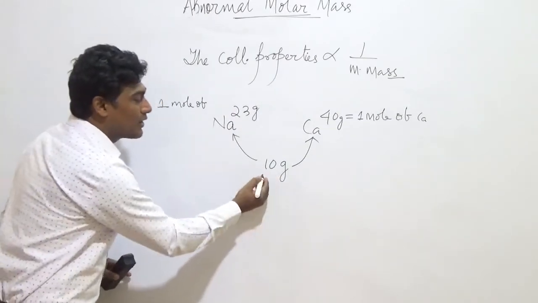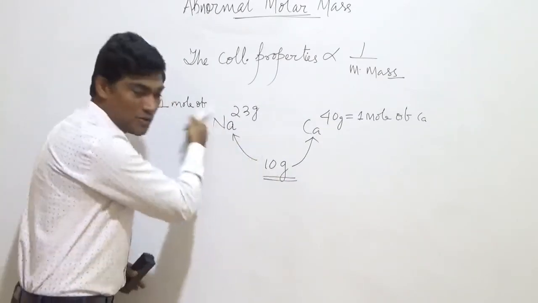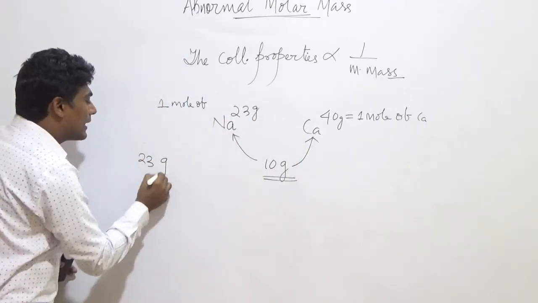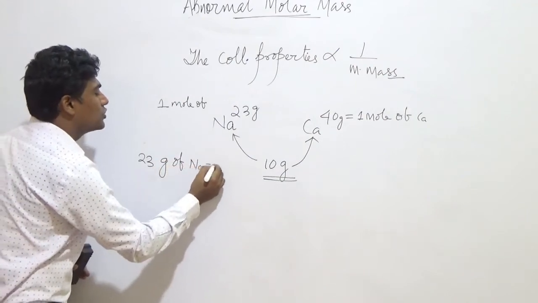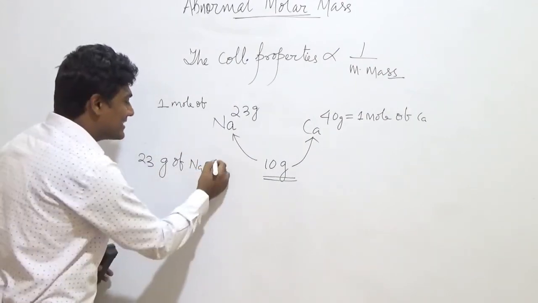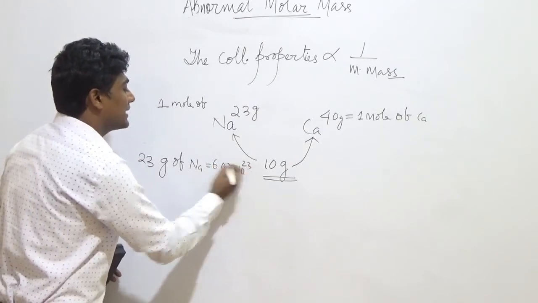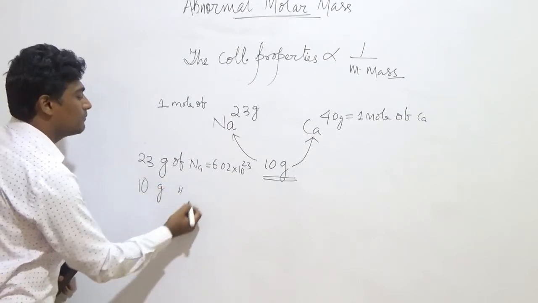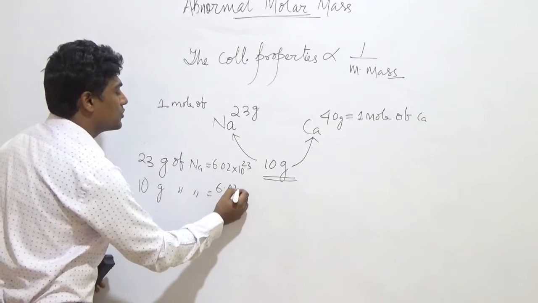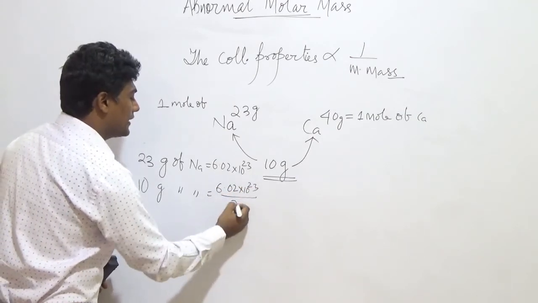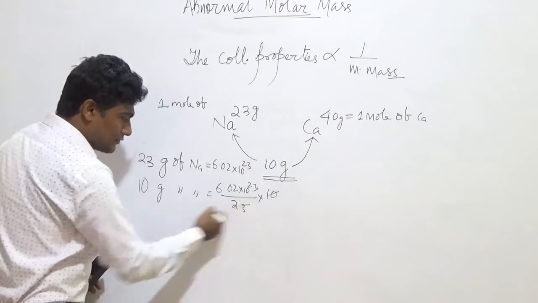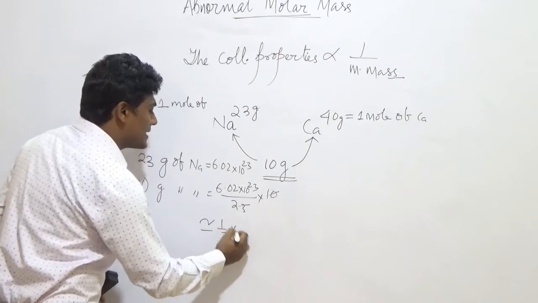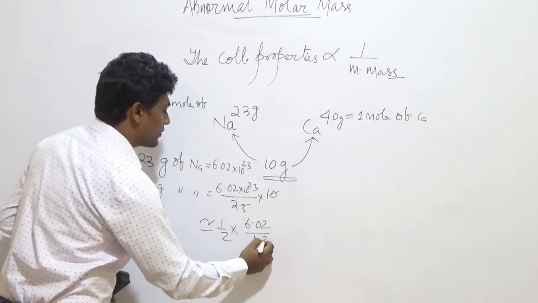So let us calculate the number of particles in 10 gram of sodium and 10 gram of calcium. You see 23 gram of sodium is equal to 1 mole, and that is equal to 6.02 into 10 to the power 23 sodium atoms. So if we calculate for 10 gram of sodium, that gives 6.02 into 10 to the power 23 by 23 into 10, and if we simplify it, it gives almost half of 6.02 into 10 to the power 23.